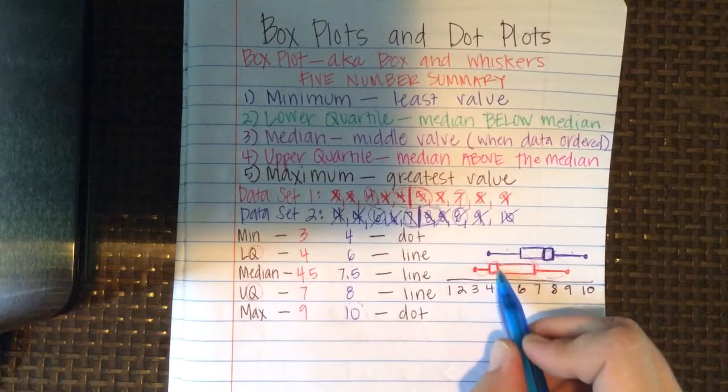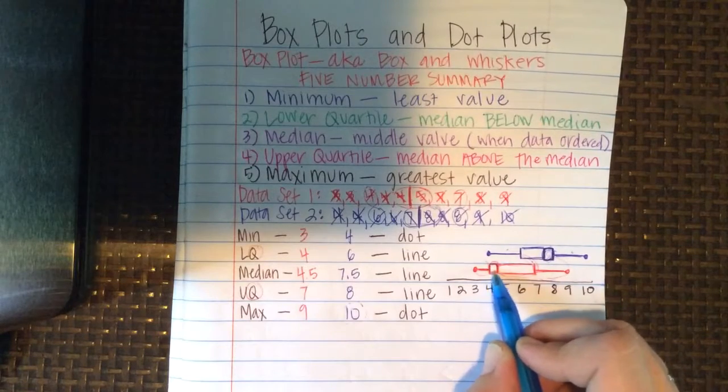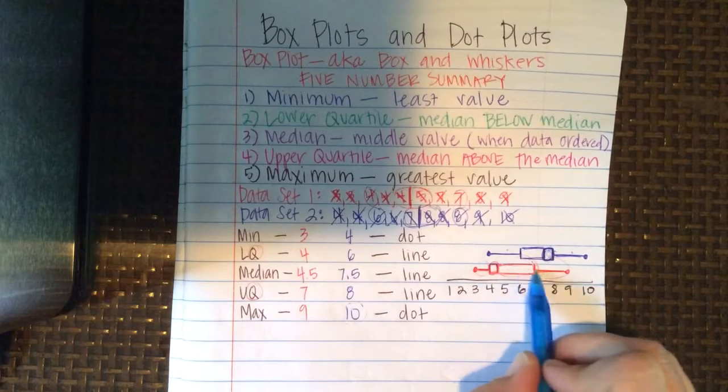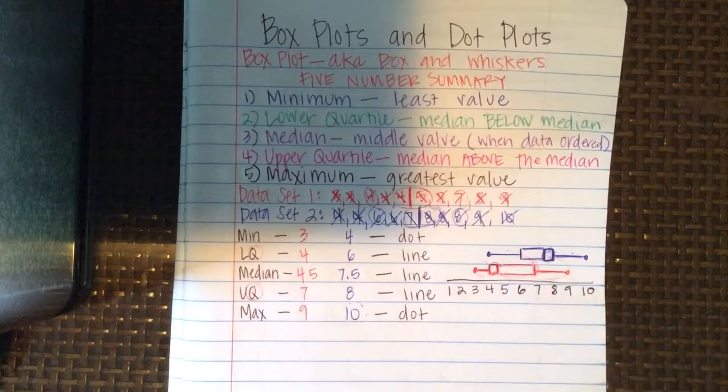Down here, it tells me there's a lot of data clustered in this very small space, whereas this is larger, meaning that the data is spread out a lot in here.